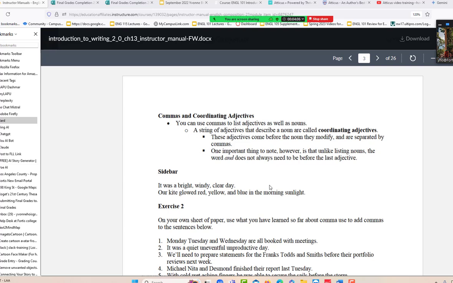One important thing to note, however, is that unlike listing nouns, the word "and" does not always need to be before the last adjective. It was a bright, windy, clear day. Our kite flowed red, yellow, and blue in the morning sunlight.